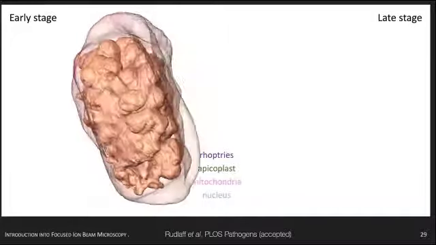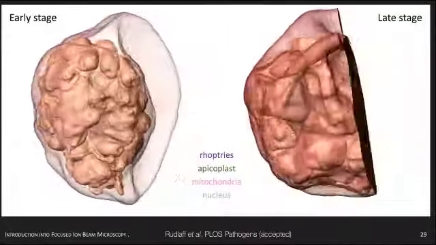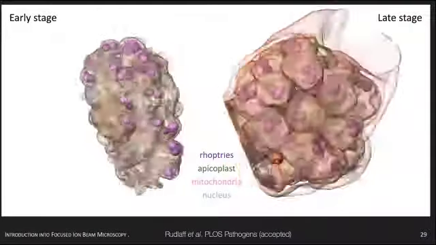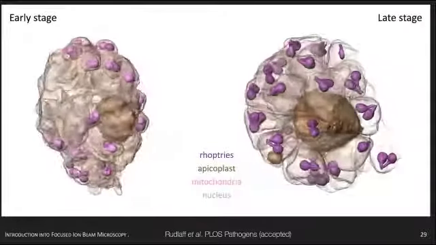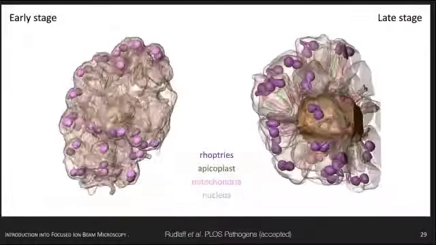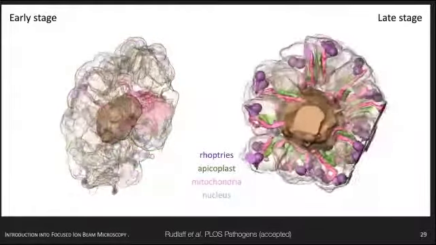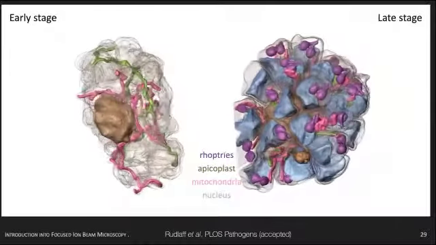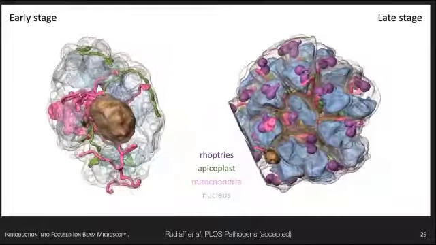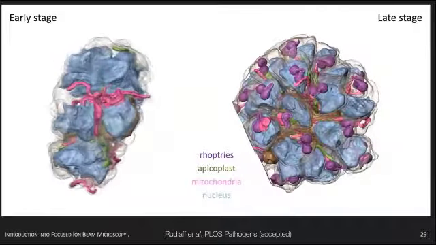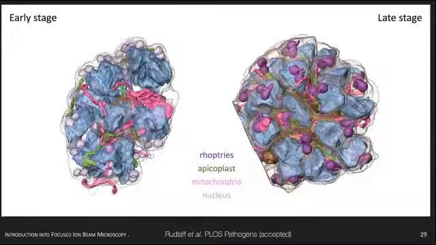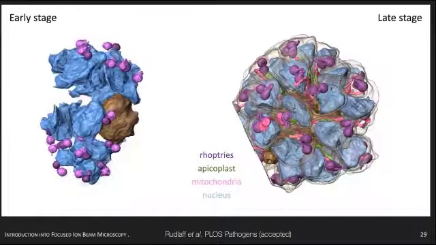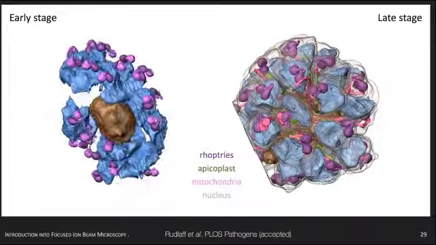So if we are now going to the late stage, you can see that we have suddenly well-developed daughter cells. Each daughter cell has now its two organelles. The apicoplast and the mitochondria have divided, and you can now see how each daughter cell has all the necessary organelles and is ready to pinch off and then move on its way.